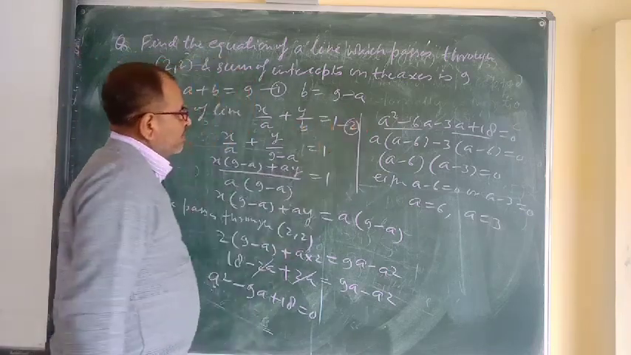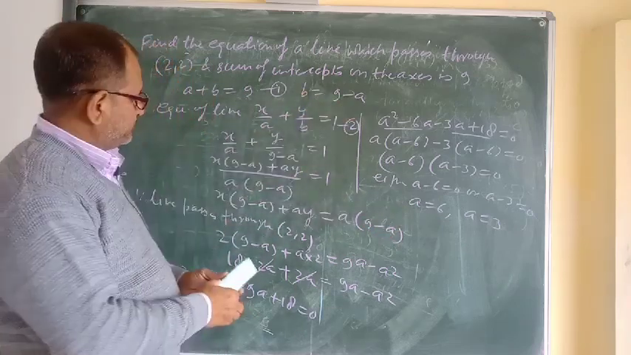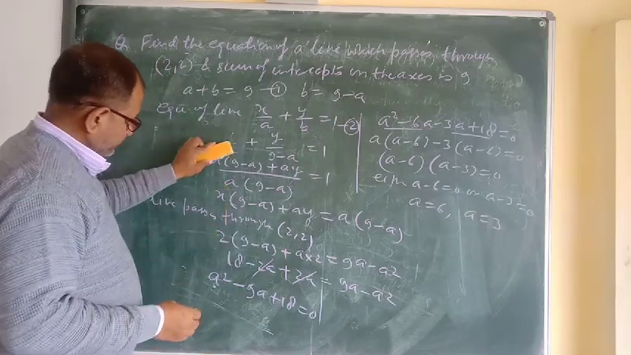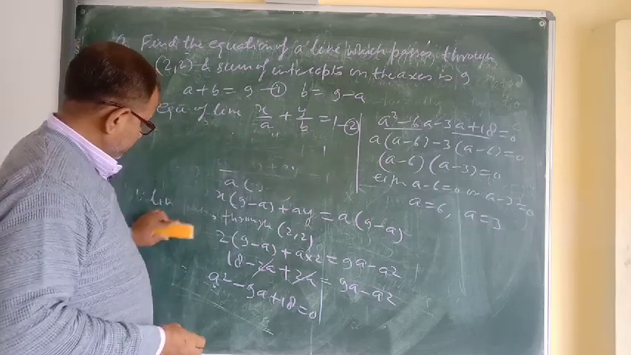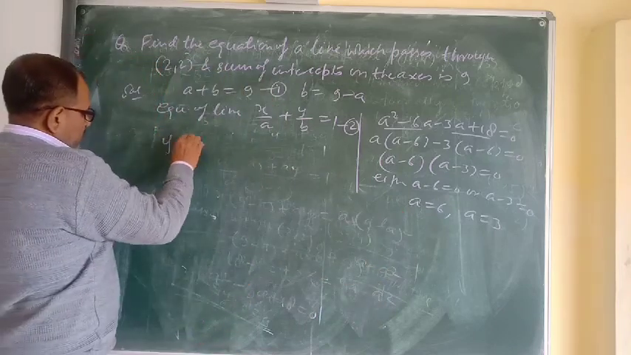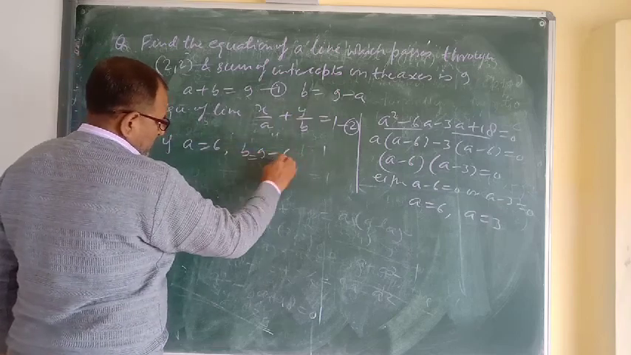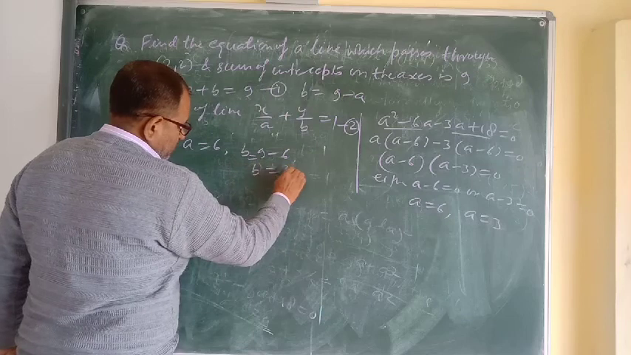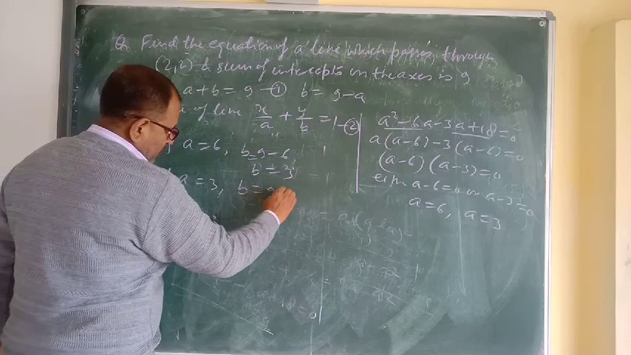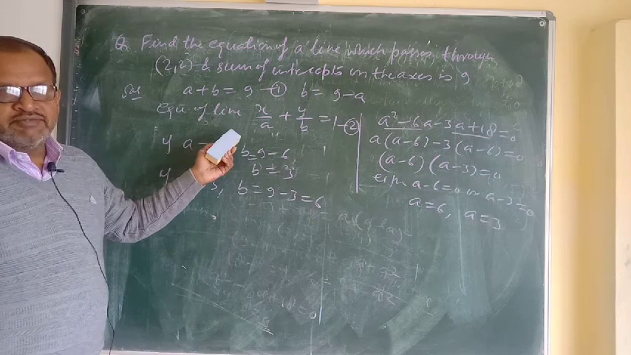Putting the value of a, we can get the value of b. So put a is equal to 6. If a is equal to 6, what will be b? b is equal to 9 minus 6, b is equal to 3. And if a is equal to 3, then b is equal to 9 minus 3, which means 6. So we will get two equations of lines.